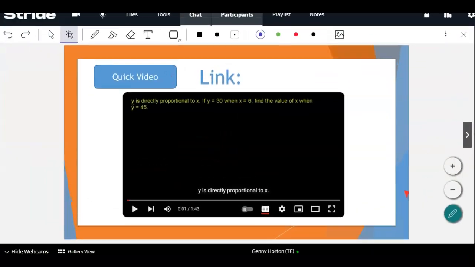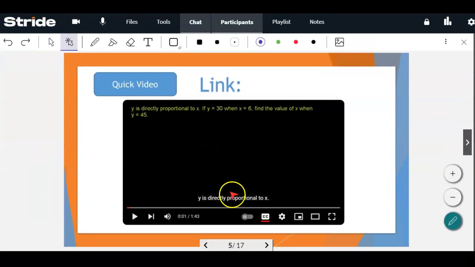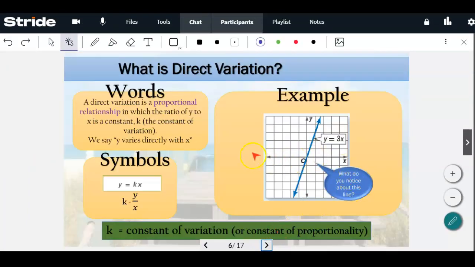All right, so that was a good explanation of that. Let me go ahead and move on. So we've got the note page here. What is direct variation? In words, a direct variation is a proportional relationship in which the ratio of y to x is constant. We know that it goes through the origin. That's that k, that constant of variation.